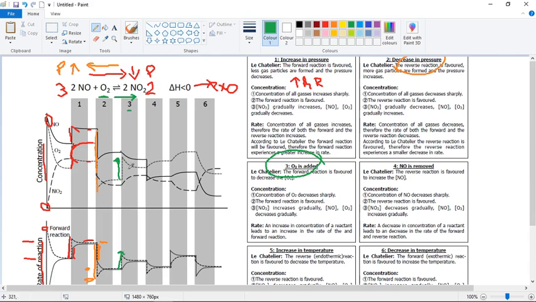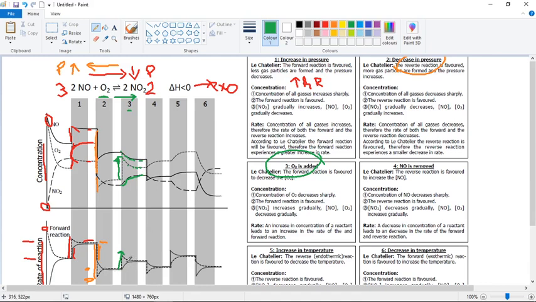So once we've got the forward reaction favored, this is the new level of oxygen after we added it. It starts being used up and getting less because the forward reaction uses this up, and then immediately our concentration of nitrogen dioxide starts increasing because that's what the forward reaction produces, until we get to this equilibrium.